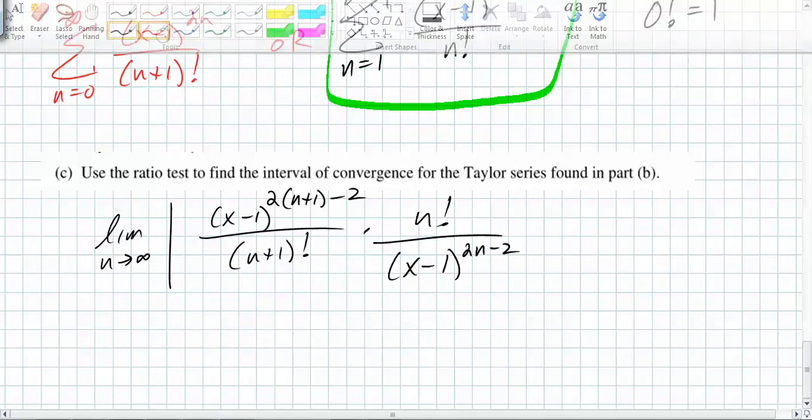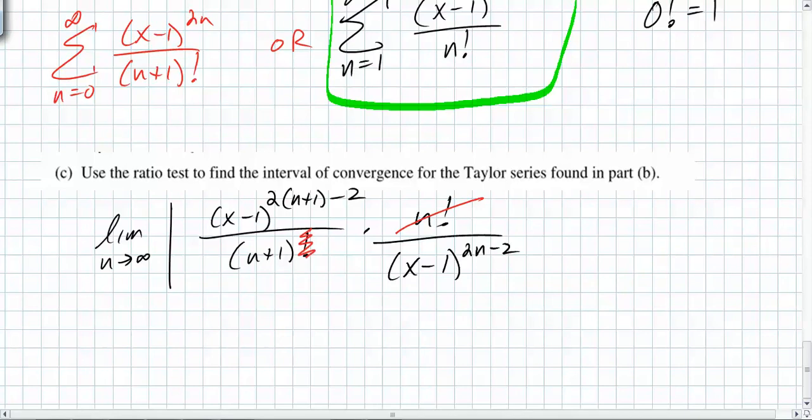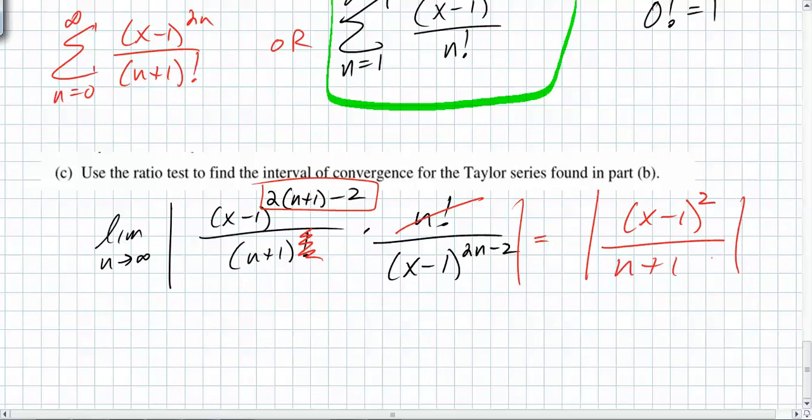So what do you end up with? This is gone, that goes away, right? And then the 2n cancels with that 2n. So look, what is 2 times (n plus 1) minus 2? That's 2n plus 2 minus 2, which is 2n. So this turns into what? It's (x minus 1) to the what power? To the 2, right, exactly, over what? And it's as n goes to infinity.